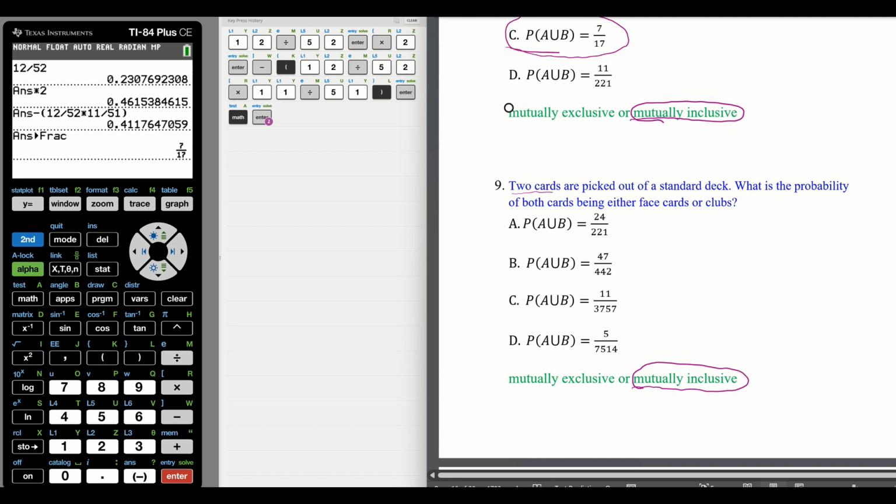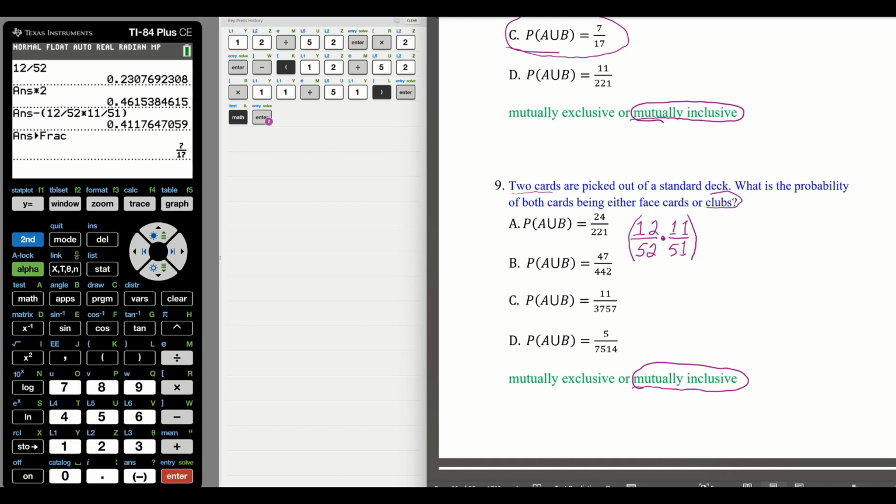Okay, let's try this one more time. 12 out of 52. So we're going to have to multiply that. We have two cards being pulled out at once, which is the same as without replacement. So now we have 11 out of 51. Okay, now that's the first event.